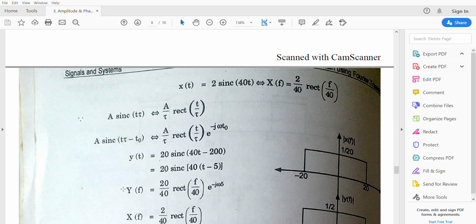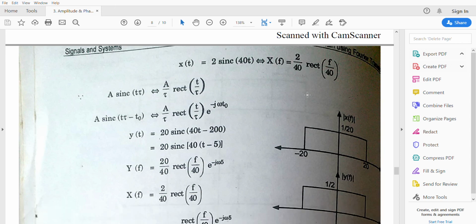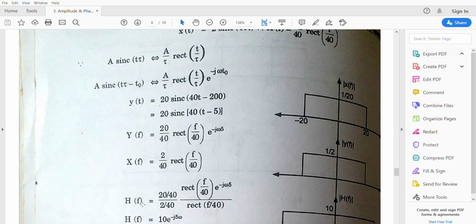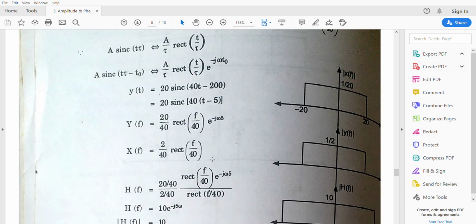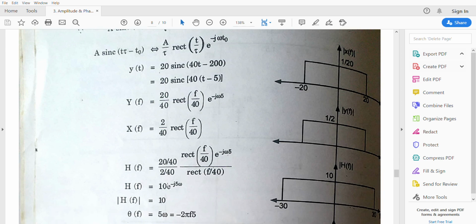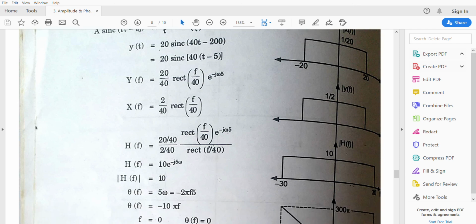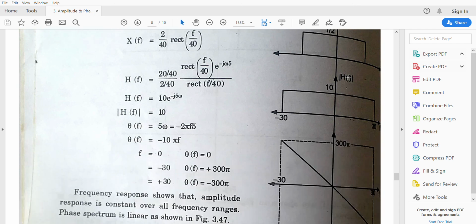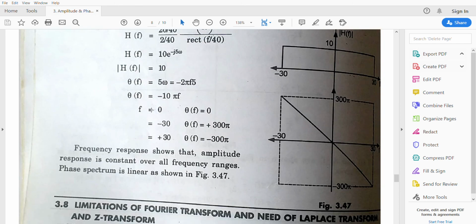In a similar way, we convert the given x(t) into the frequency domain; the Fourier transform of sinc is the rectangular pulse. Okay, now what do we have to find? We have to find H(f), which is output upon input. So the rect gets cancelled. What remains? 10 times e raised to minus j 5 omega. So this is the amplitude spectrum and phase spectrum of the given system.